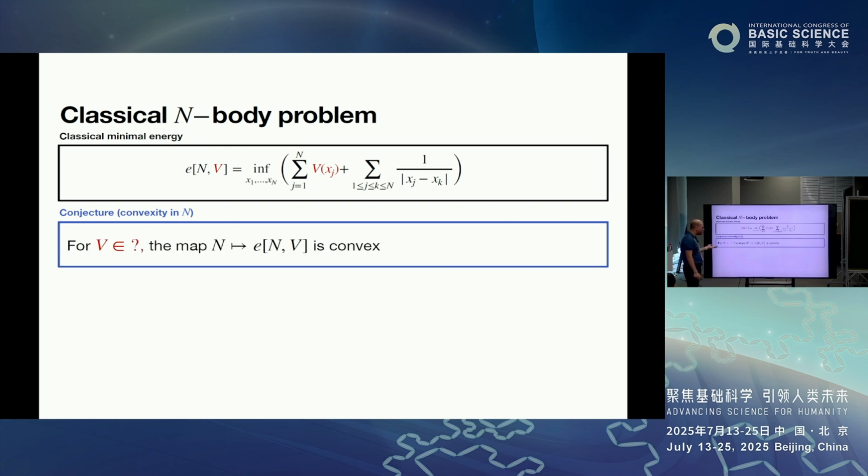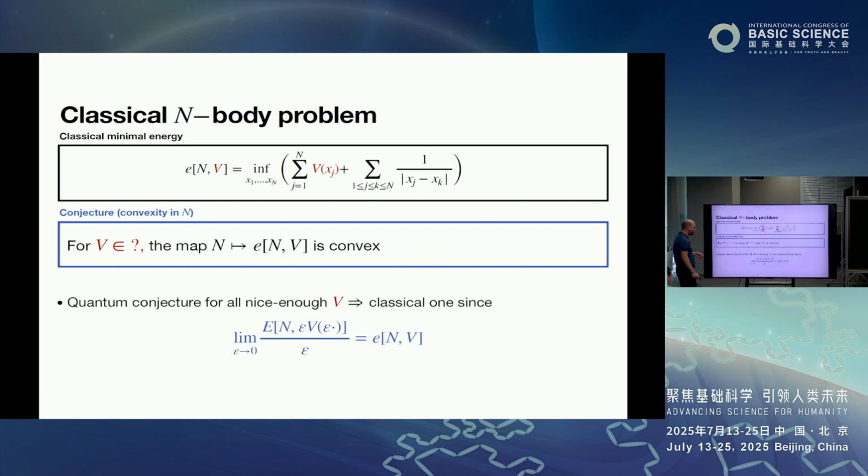And so what happens is that for some nice v, you look at the convexity of this small e again as a function of n. So I just rephrase the convexity conjecture, not in the quantum case, but in the classical case. And of course, you can relate this quantum and classical problem through the semi-classical limit. You rescale your functional, you rescale your v with an epsilon, and then take epsilon going to 0. What you obtain is that your quantum energy is converging to the classical energy.